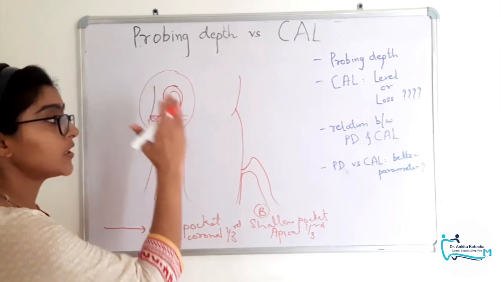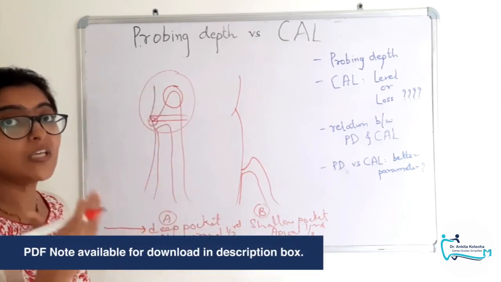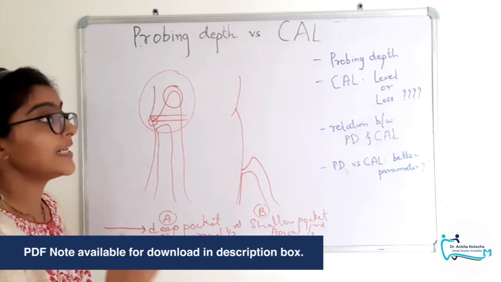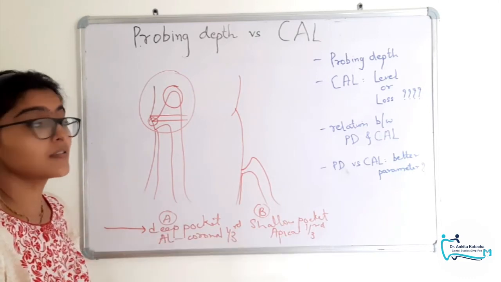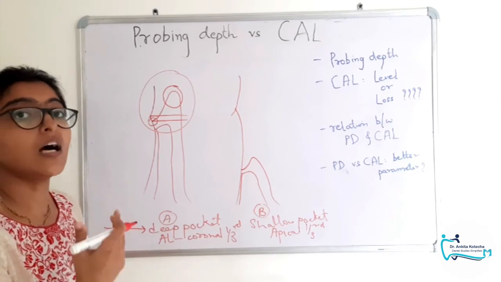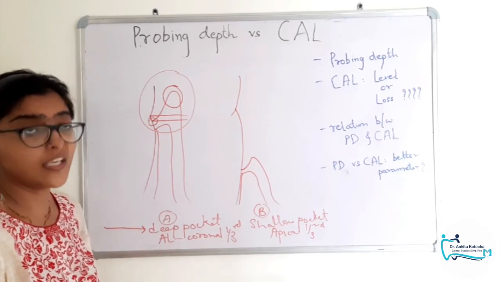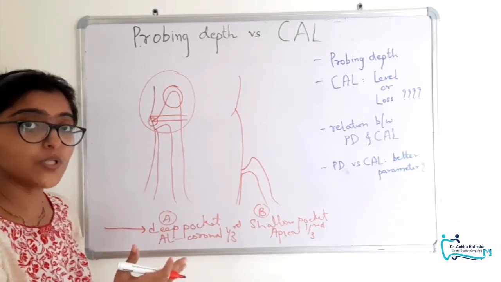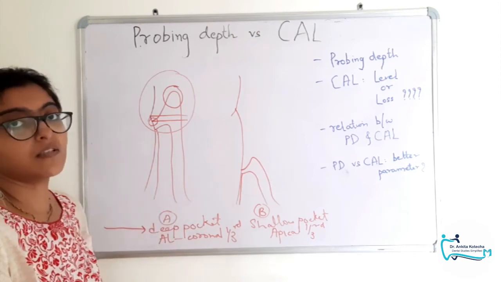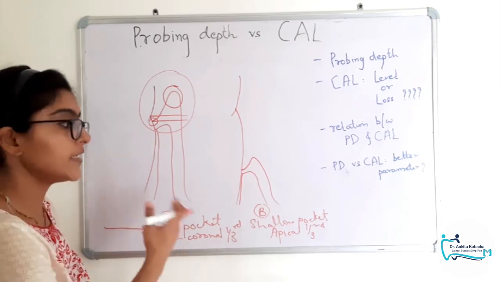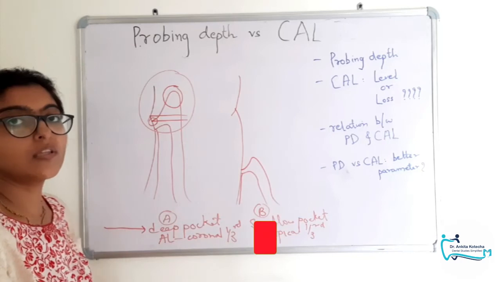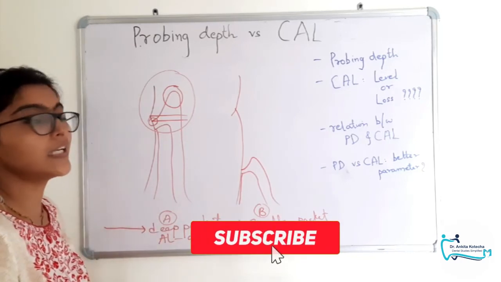So I hope all four queries are solved: probing depth and its measurement, clinical attachment level or loss, that is before treatment its level, after treatment it is loss or gain, what is the relationship between the two, and which is better. All the queries are solved hereby. I hope all the topics, all the questions are clear to you all.